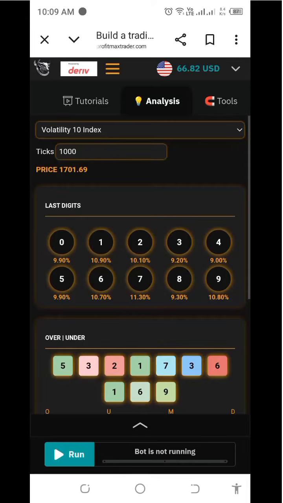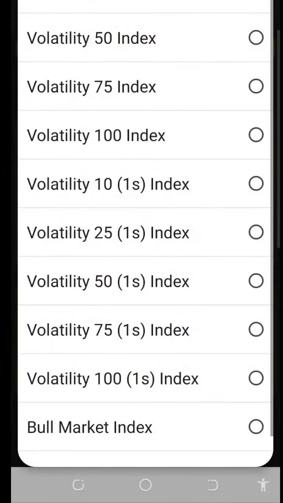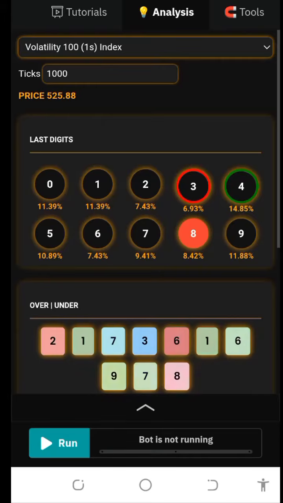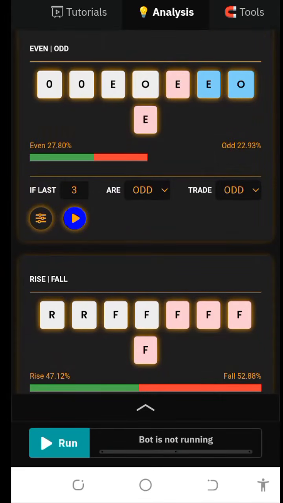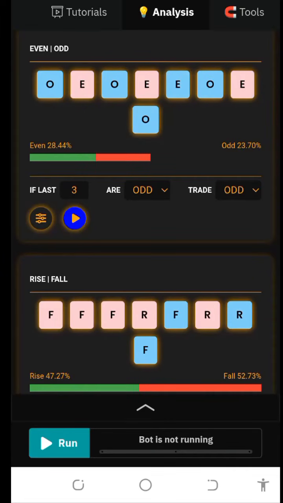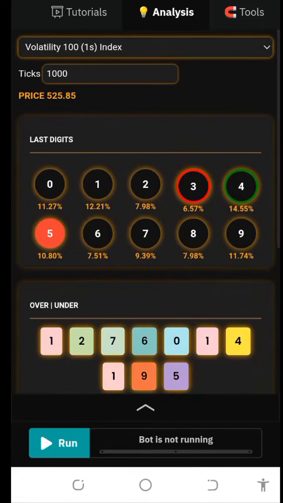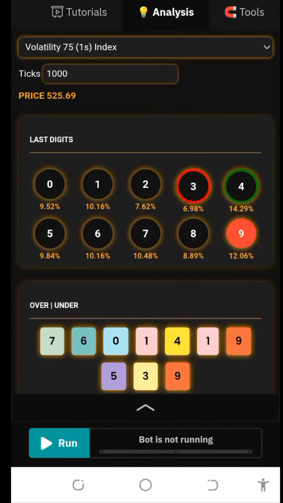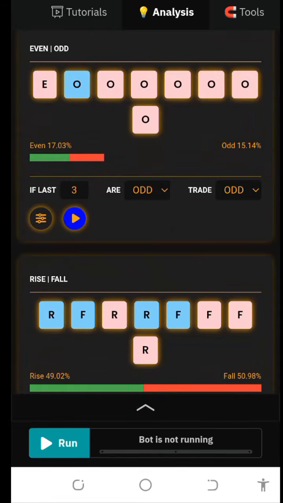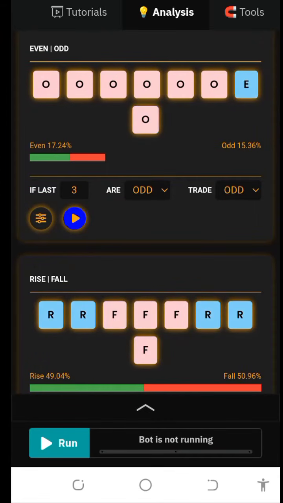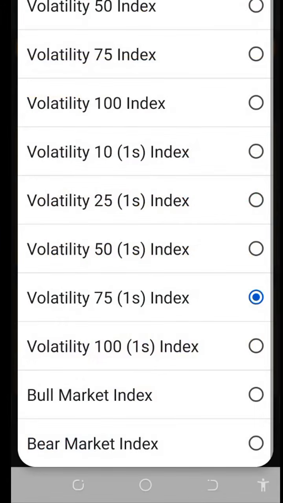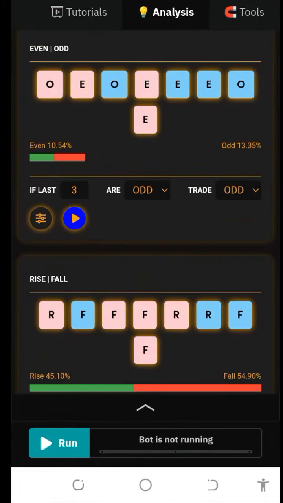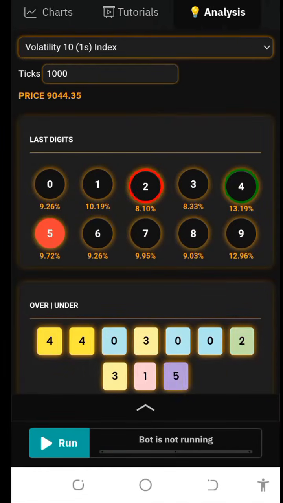Then we look for another opportunity. Always remember to select the volatility. We are looking at 101s, and there is nothing here, not positive. Let's look at another volatility. Here as well, it doesn't look promising. Let's scout 10-1s again, and 10-1s looks promising. You can see 55% there.